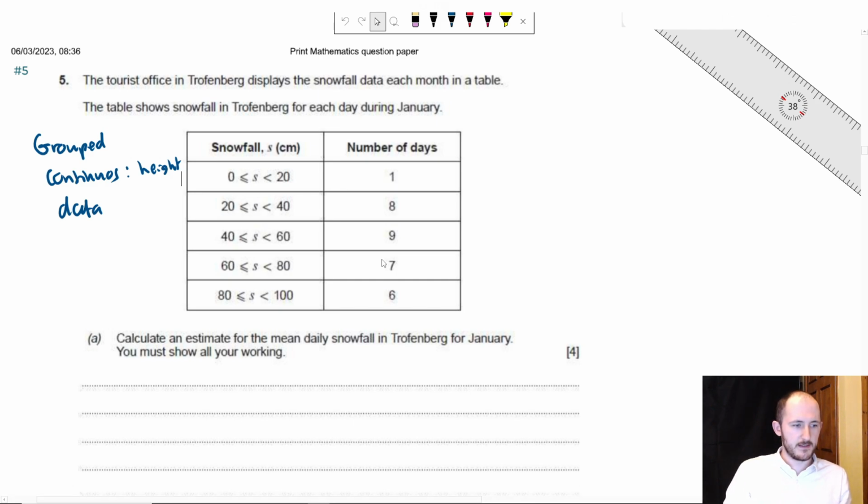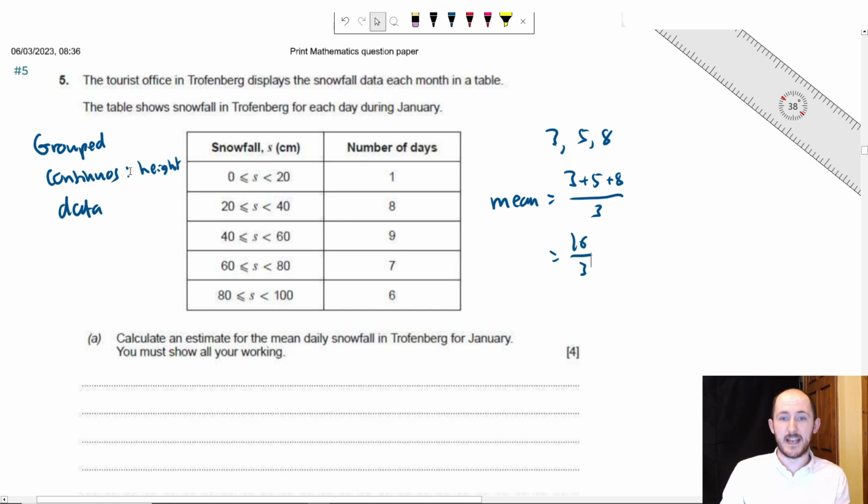Perfect. So we need to calculate an estimate for the mean. So the mean, in general, you add up all of the data and divide it by the number of pieces of data that you have. So for example, if I had 3, 5, and 8, the mean would just be 3 plus 5 plus 8 over 3. So 3 plus 5 is 8, plus 8 is 16, so 16 over 3, and that would be your mean.